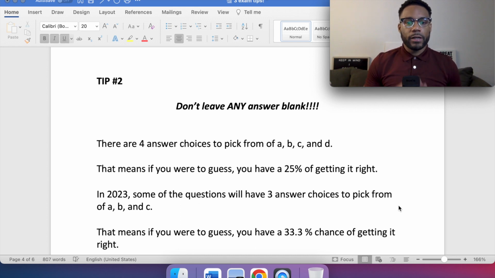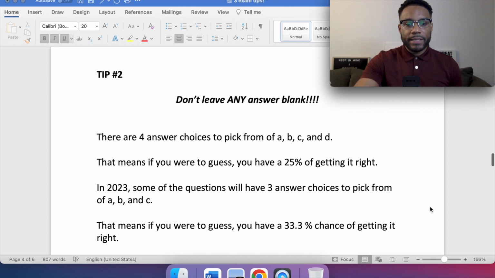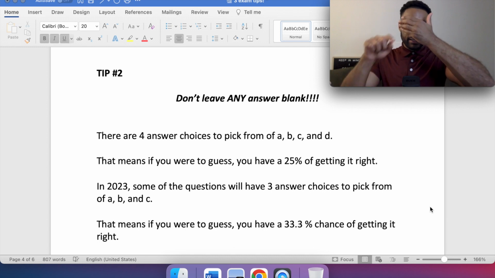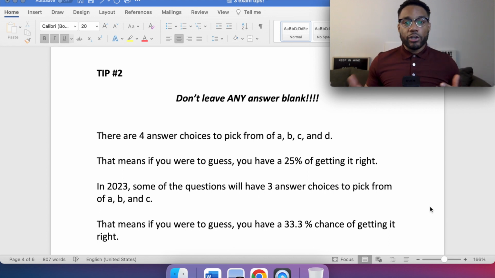There are 4 answer choices to pick from of A, B, C, and D. That means if you were to guess, you have a 25% chance of getting it right. So again, A, B, C, and D, 25% chance because that equals 100 total. There's a 25% chance, even if you were to close your eyes, eeny, meeny, miny, moe, catch it, right? You could just guess and possibly get it right.